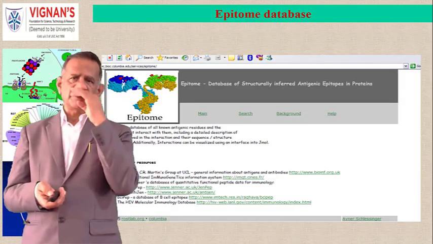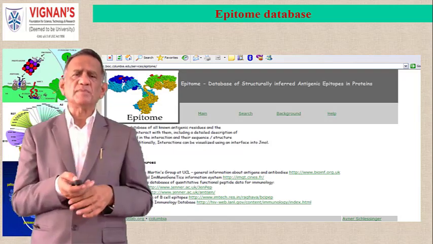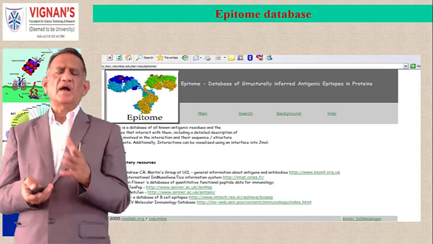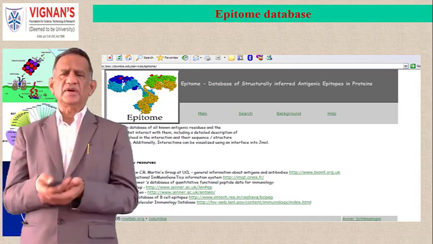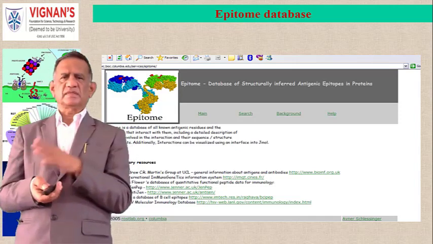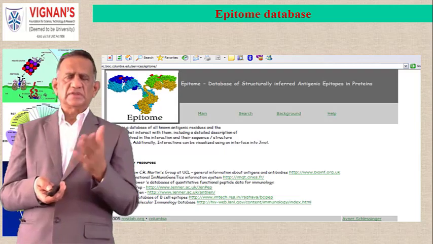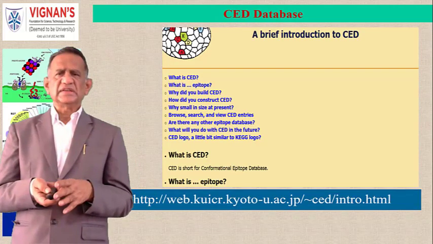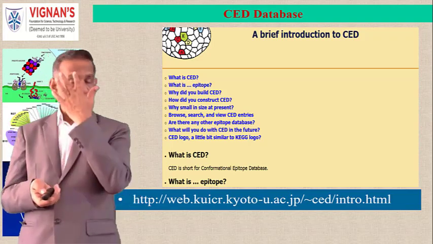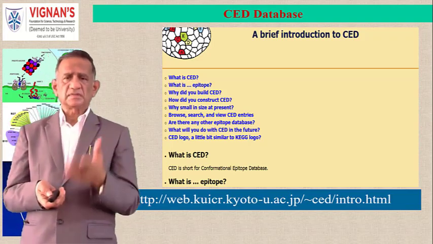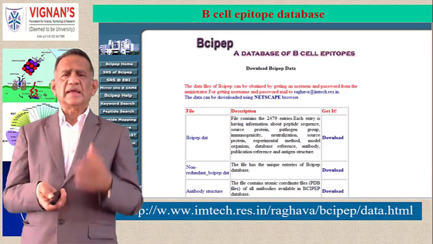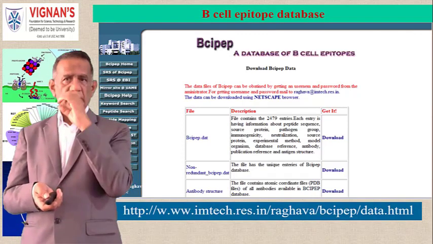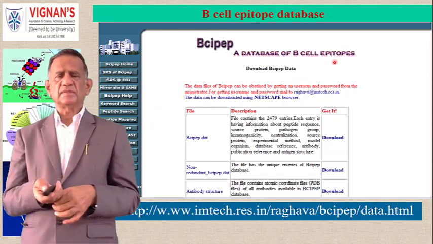Now let us see a few epitope databases. This is the database of structurally inferred antigenic epitopes. It is a big resource for that. Again, a brief introduction to CED, the Conformational Epitope Database, is also available. The URL is given. And again, B-cell epitope prediction, wherein a database is available.